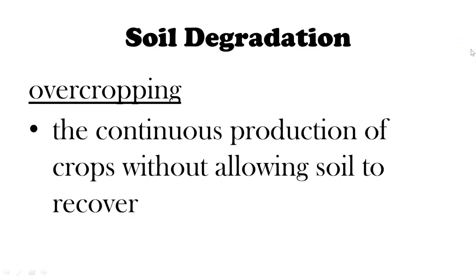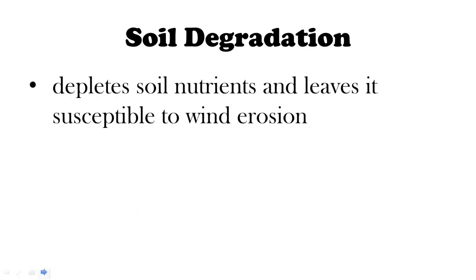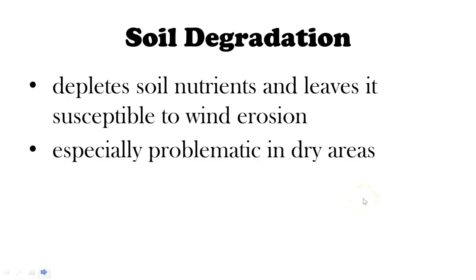Moving on, we've got another cause of soil degradation, which is called overcropping. So overcropping is the continuous production of crops without allowing the soil to recover. Overcropping depletes the soil of nutrients and makes the soil dry and susceptible to wind erosion. This can be especially problematic in areas that are already dry to begin with.